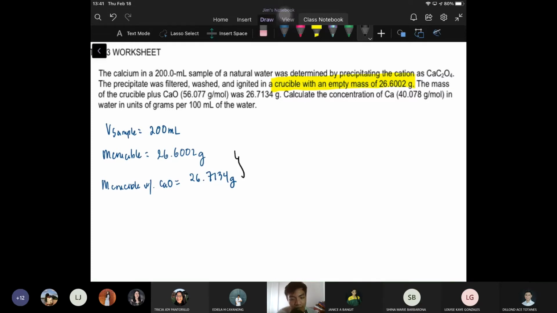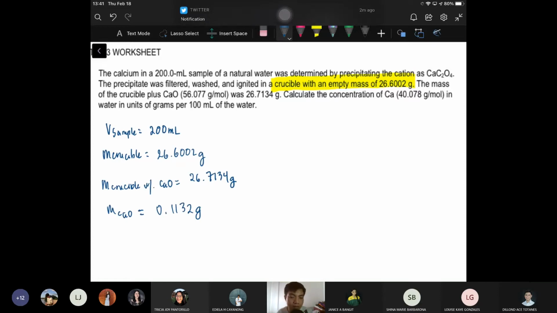So, you just subtract these two. The mass with the precipitate minus the empty mass of your crucible. So, you just subtract the two, so that you will get the mass of calcium oxide. And that is equal to, calculate it, don't do it mentally. Okay, so that is equal to 0.1132 grams. So, that's the mass of our calcium oxide.